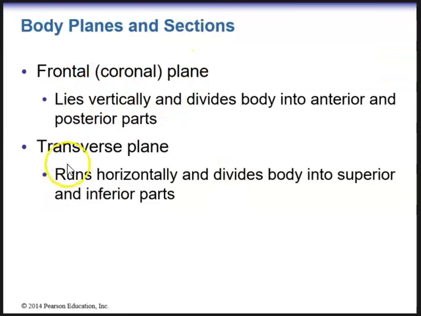The next plane is a transverse plane. Transverse plane runs horizontally and can divide the body into superior and inferior parts. So imagine a magician. A trick of most magicians is sawing someone in half. So if we had a person being sawed in half, and they are divided into upper and lower parts, this would be within the transverse plane.